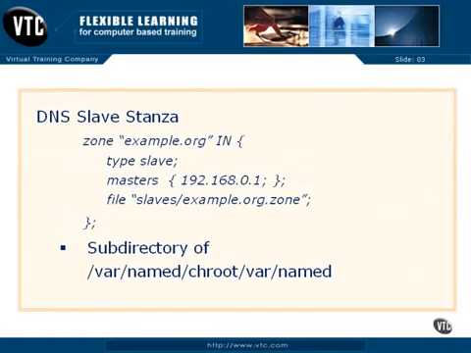The slave stanza for forward lookup would look something like this, which would serve if the local network was configured as the example.org domain with a master DNS server configured on the 192.168.0.1 system. When so configured, the database would be located in the noted location, and that's a subdirectory of the /var/named/chroot/var/named directory. This assumes, of course, you've installed the bind-chroot RPM package.